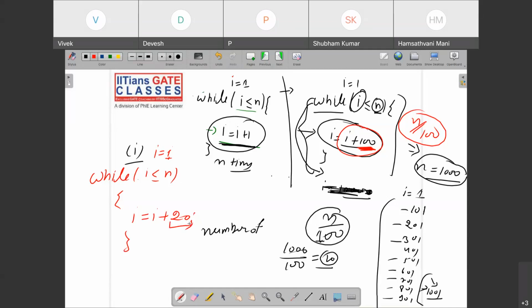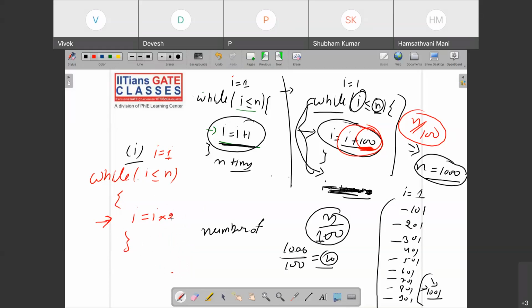Whichever value I am adding here, the GATE exam may give you some constant value. They can say that instead of 20, I'm writing some value C here, right? So what is the number of times this line is executing? It's n by C, right? 100 was just a constant, just an example. So if I write C here, you can simply say that this step is executing n by C times, right?